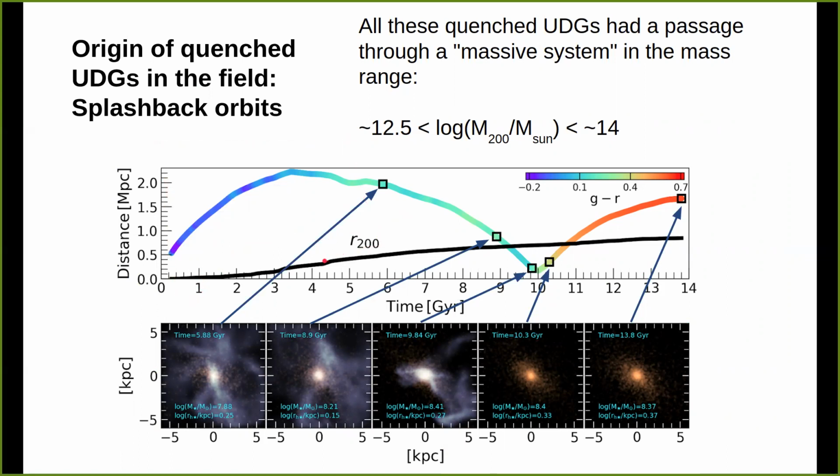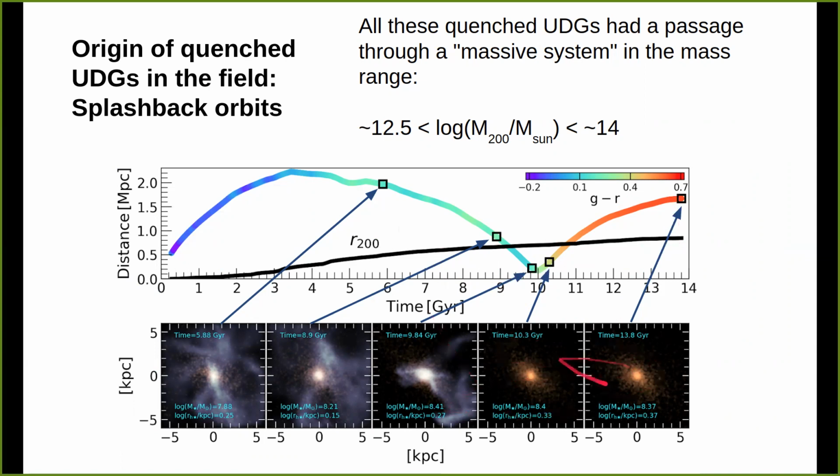Here in the top panel, we show the distance to the host versus time for one of our quenched UDGs. This splashback orbit means that it was inside the virial radius around 9 megayears, but due to the large apocenter, the orbit is today about 1.5 megaparsecs away from the host halo.